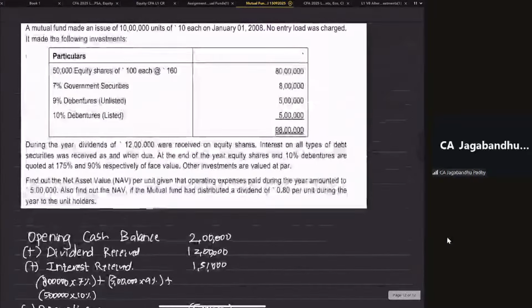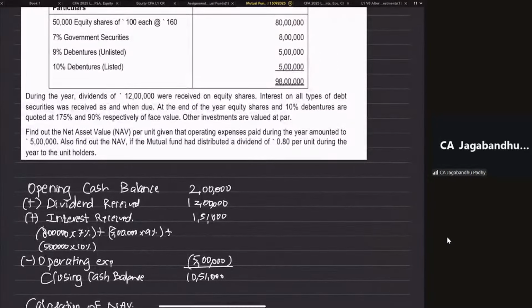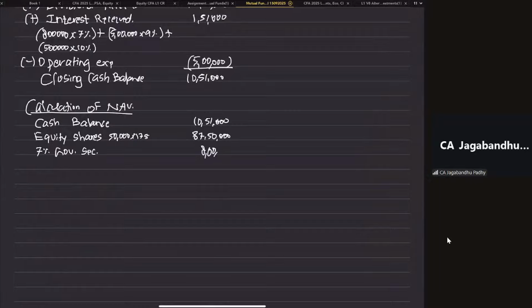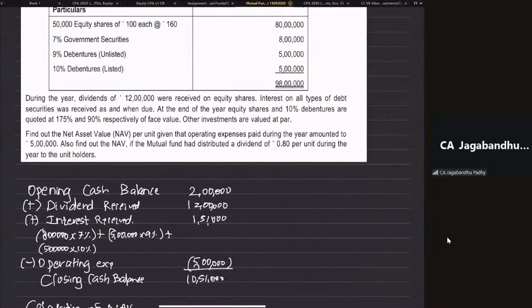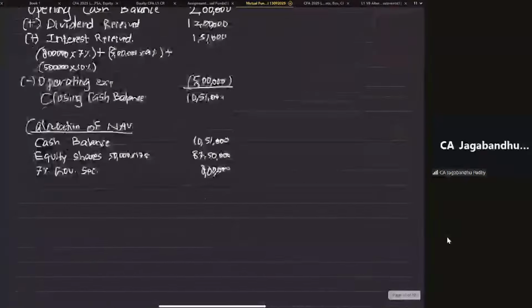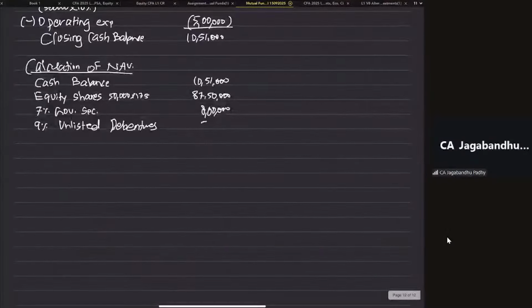Then to that we are going to add 7% government securities. 7% government securities are valued at, we'll keep it at the face value, whatever is the purchase value, there's no change in it. Then debentures, 9% debentures. Since they're unlisted, we'll keep it at their cost. So 9% unlisted debentures is 5 lakh.